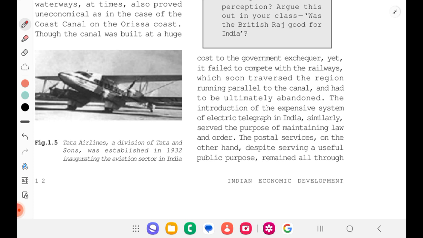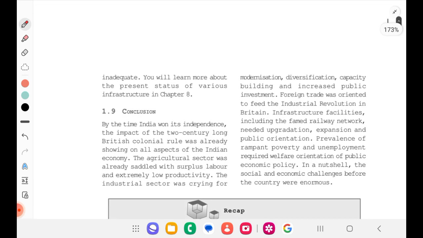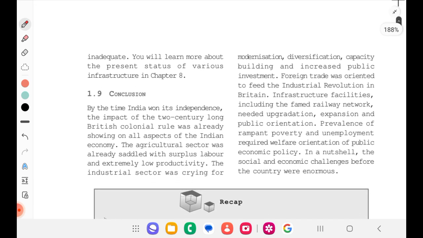The introduction of the expensive system of electric telegraph in India similarly served the purpose of maintaining law and order. The postal services, on the other hand, despite serving a useful public purpose, remained all through inadequate. You will learn more about the present status of various infrastructure in Chapter 8.